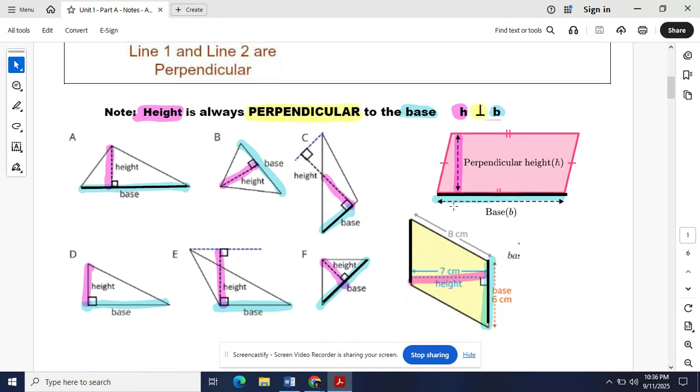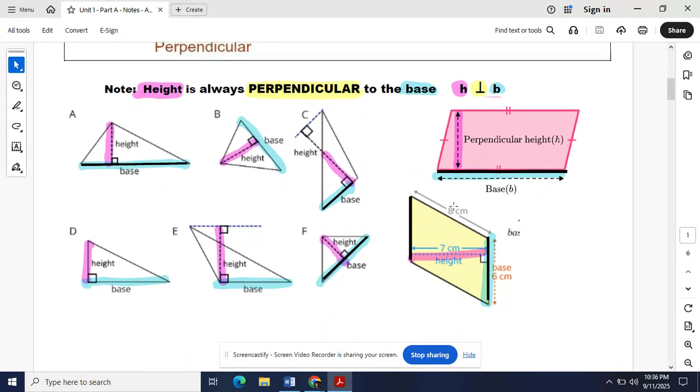Note, the height is always perpendicular to the base. So if you look in all of the examples, I highlighted the height in pink and the base in blue. You'll notice that the base is always a side on the polygon and the height is just perpendicular to the base. So once you identify the base first, then I would go from there, and as long as it forms a perpendicular line and it reaches, let's say, the top of the polygon, that's the height.